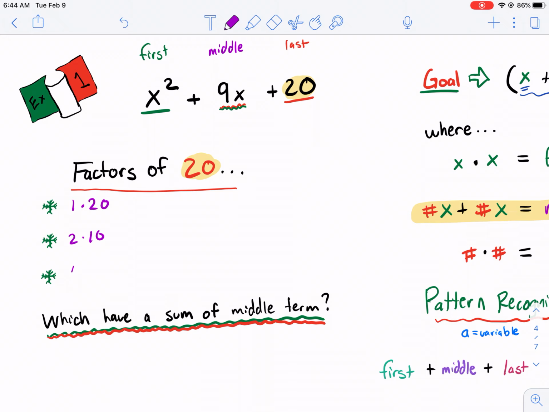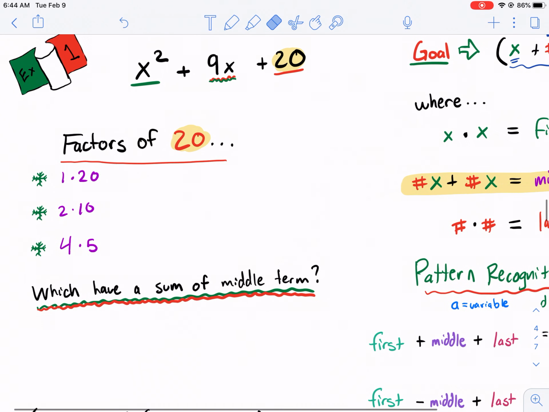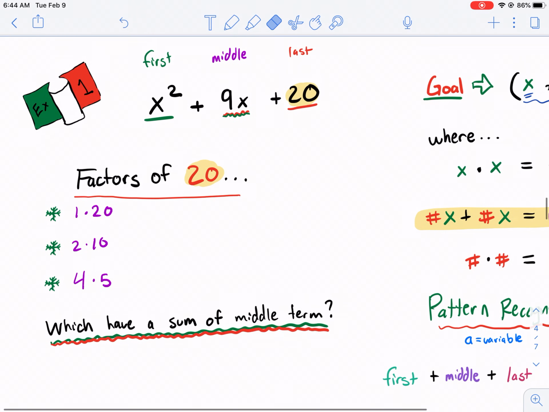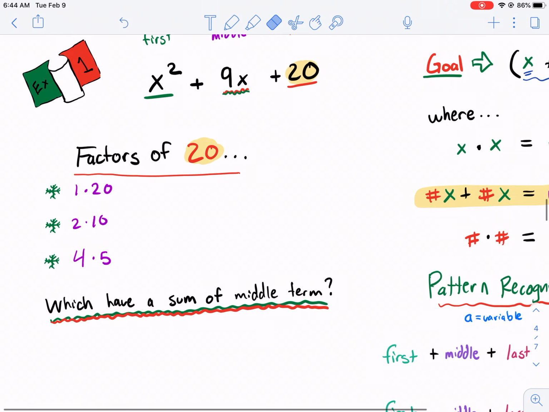We could have 4 times 5. And I think that's it, actually. 1 times 20, 2 times 10, 4 times 5. And really, we could have 20 times 1, but that's the same thing. 20 times 1 is the same thing as 1 times 20. It's when we get into negatives that we have to change things up a little bit. But now that we have some factors of 20 listed, we want to know which have a sum of the middle term. Well, how did I come up with that?